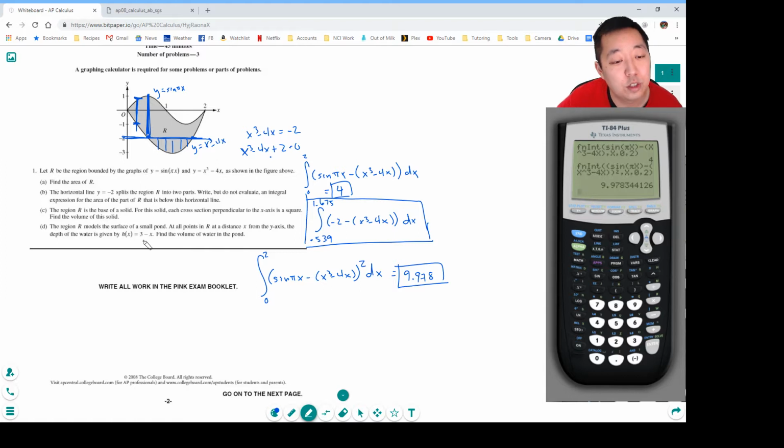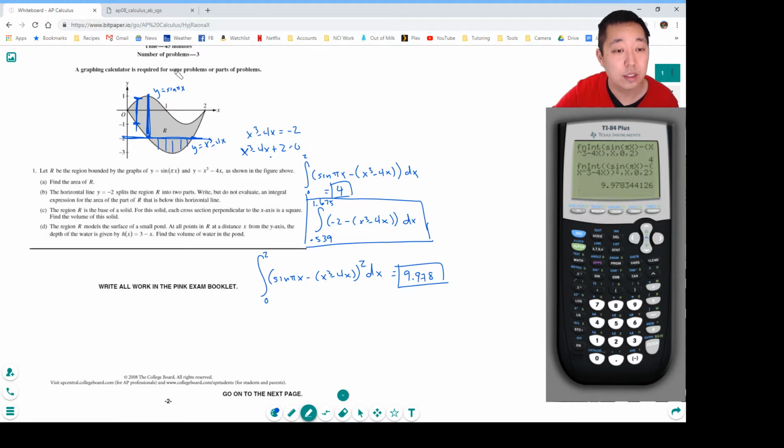Part D: the region R models the surface of a small pond. At all points in R, at a distance x from the y-axis, the depth of the water is given by h of x equals 3 minus x. Find the volume of the water in the pond. Interesting. So everything in this slice is the same distance from the y-axis, given by its x value, and the depth is fixed. If I think about the volume of water in this spot, this is the surface, so I've got to think about it in three dimensions.